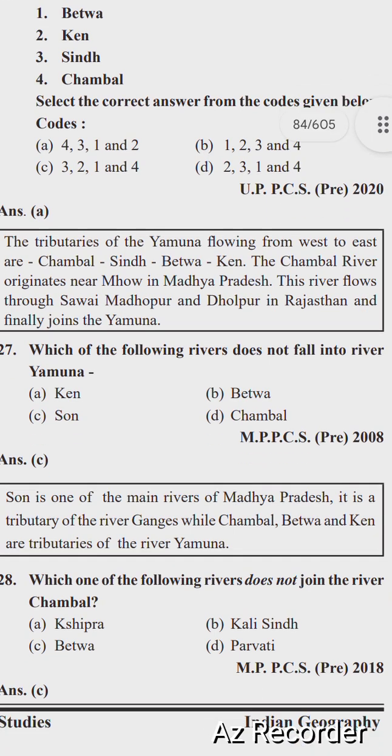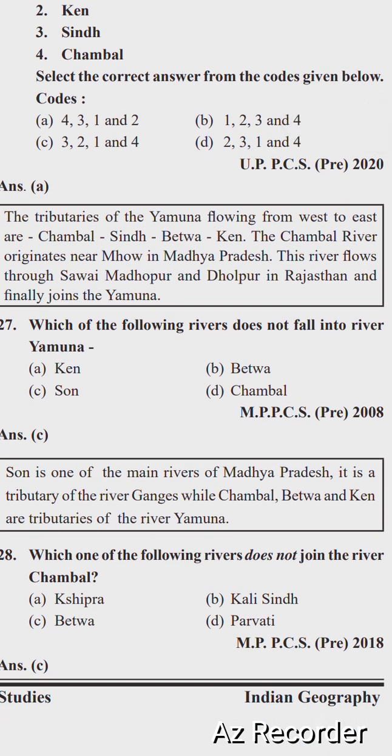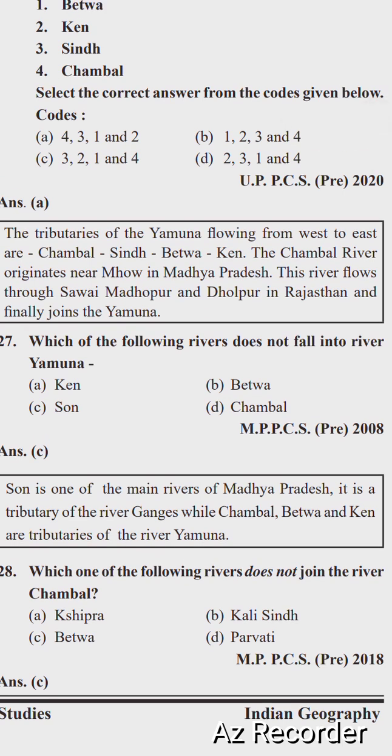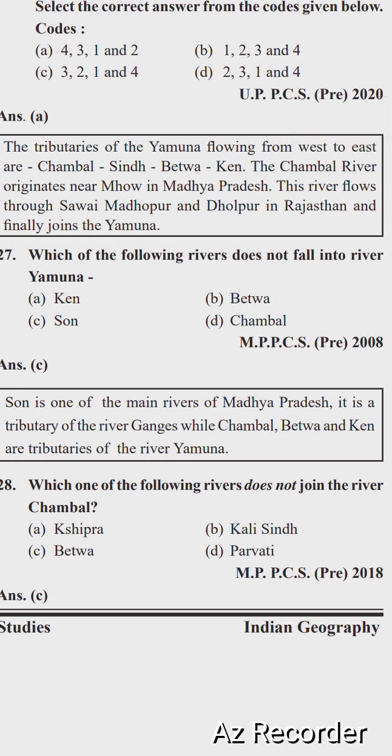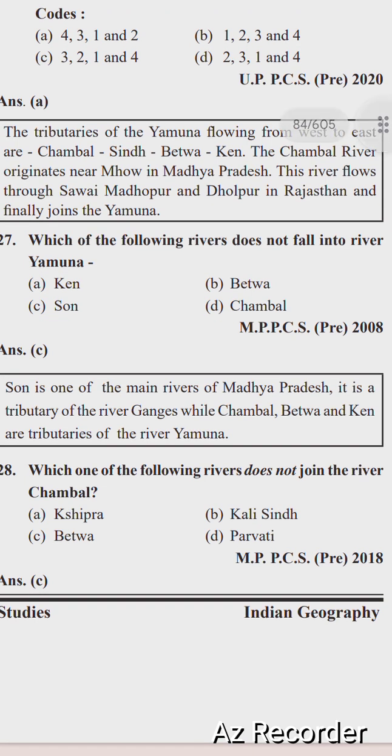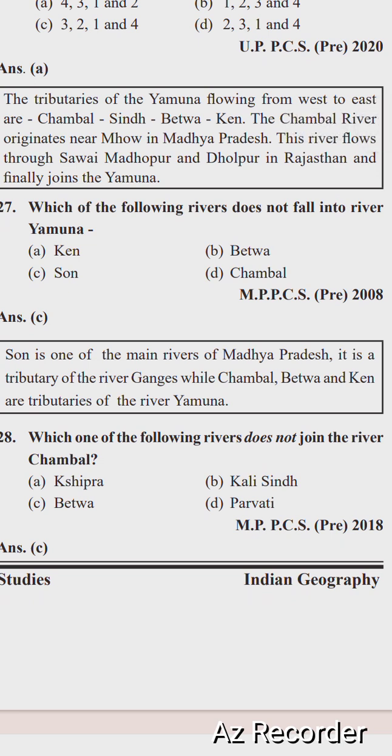Next, which of the following rivers does not fall into river Yamuna? Option A Ken, option B Betwa, option C Son, option D Sambal. The right option is C, Son. Son is one of the main rivers of Madhya Pradesh. It is a tributary of river Ganga, while Sambal, Betwa, and Ken are tributaries of the river Yamuna.